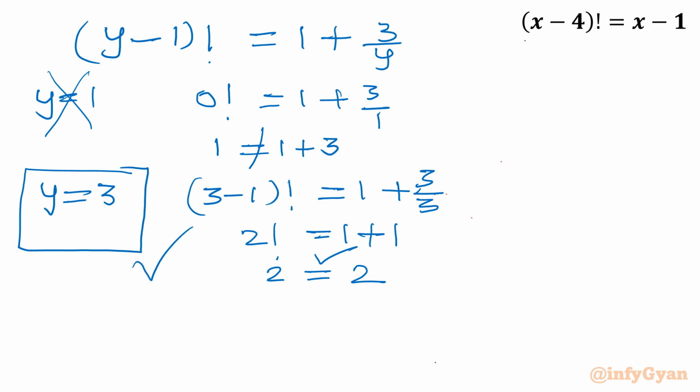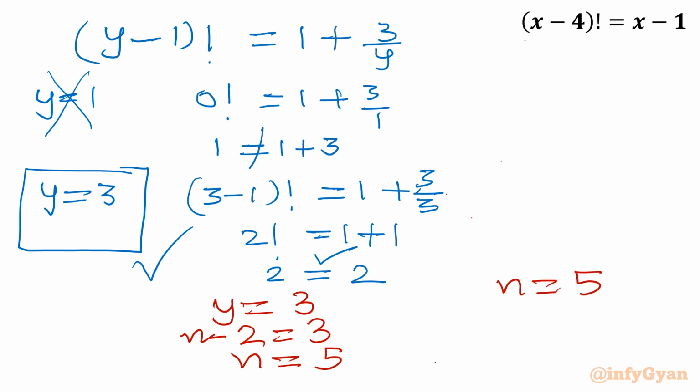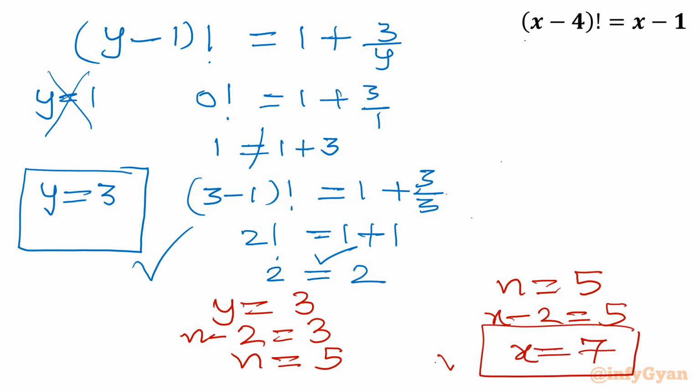Now let's put back our substitutions. y was n − 2, so n − 2 equal to 3, so n equal to 5. Now what was n? It was x − 2. So n equal to 5, x − 2 equal to 5, so x equal to 7 only. This is our solution. Let's cross check.